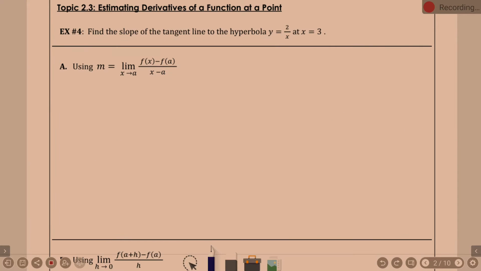Okay. Top of the next page. Example 4. Find the slope of the tangent line to the hyperbola y equals 2 over x at x equals 3. And in part A, it says to use the limit as x approaches a of f of x minus f of a over x minus a as your formula. So this is what we called yesterday the alternative form of the derivative, right? Okay, this is the other one.